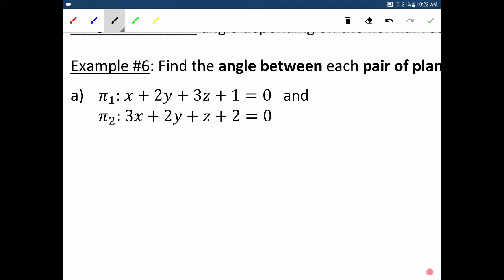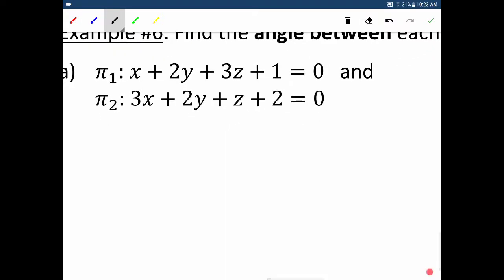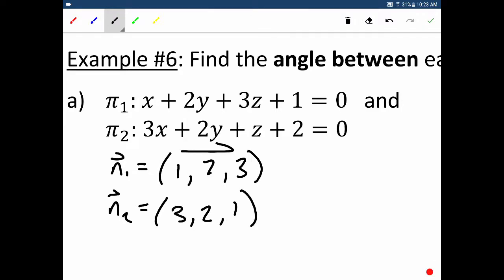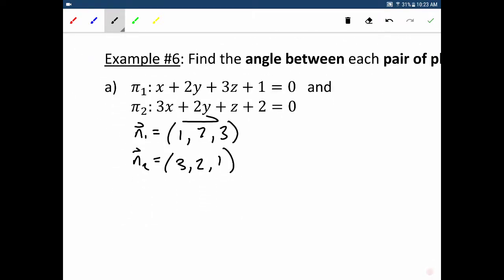Example 6, so I've got two equations here. We're going to find the angle. So to begin with, what are my normal vectors? Normal vector number 1 is going to equal, and we just look at the coefficients, 1, 2, 3. So there's my normal vector number 1. Normal vector number 2 is going to be 3, 2, 1. And again, you'll notice that the D values aren't important here. They don't have any effect, because that's just telling you where the planes are. All we care about is the positioning for this.